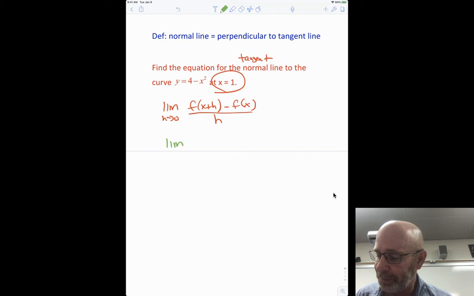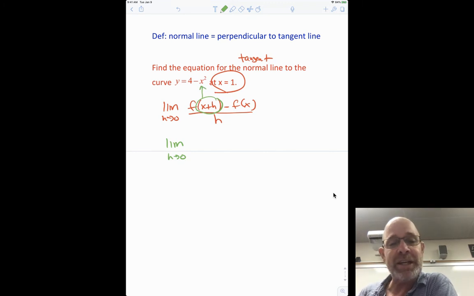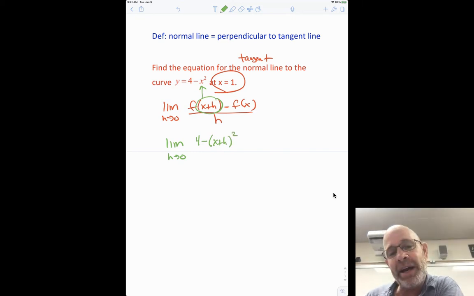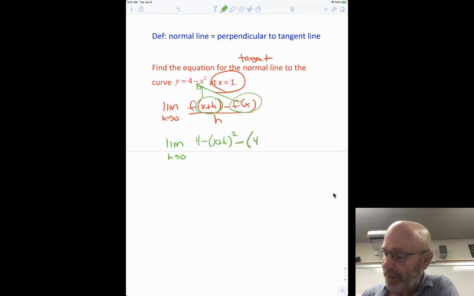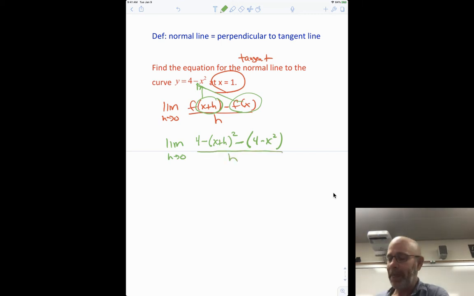So we're going to go limit as h approaches 0. f of x plus h just means take that x plus h and plug it into my function, right? So it's going to be 4 minus (x plus h) squared. So that's my f of x plus h, minus f of x, which is just the function. Be careful here with the parentheses. It's really easy to drop parentheses. 4 minus x squared. So f of x plus h minus f of x all over h. Just a limit problem.